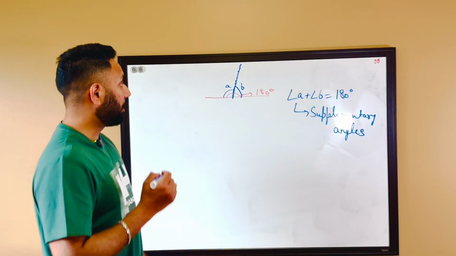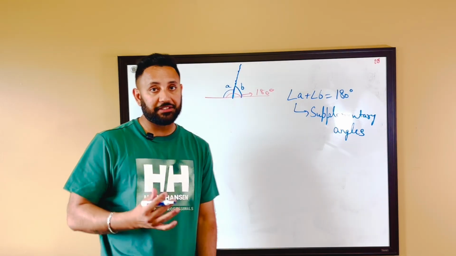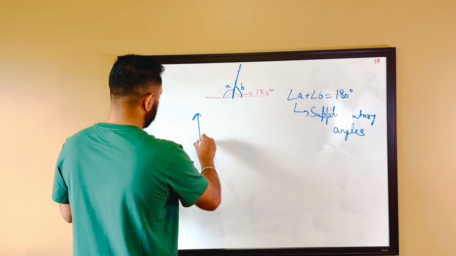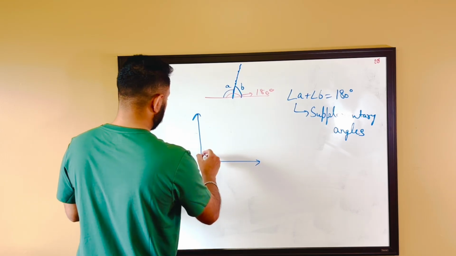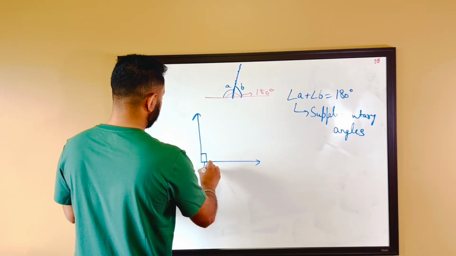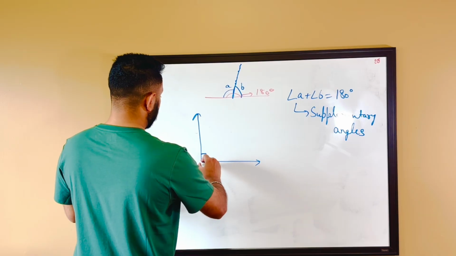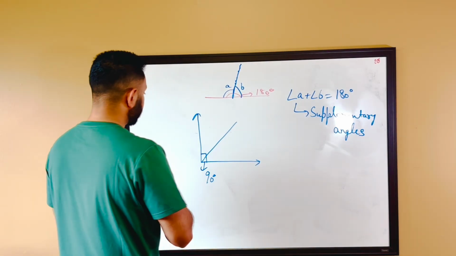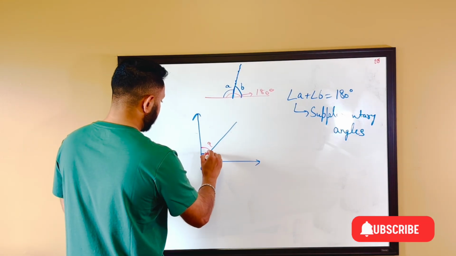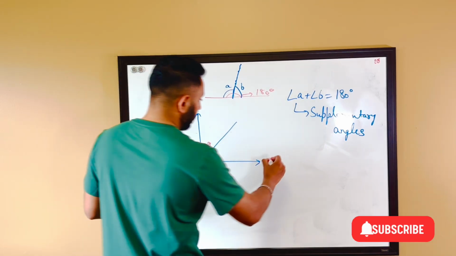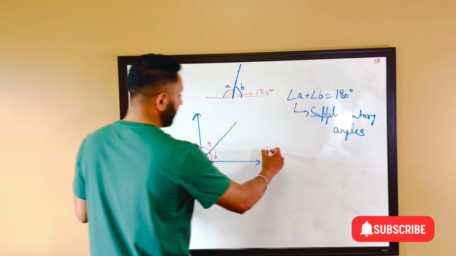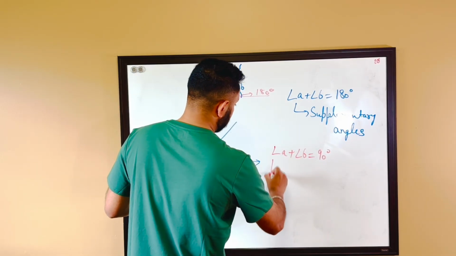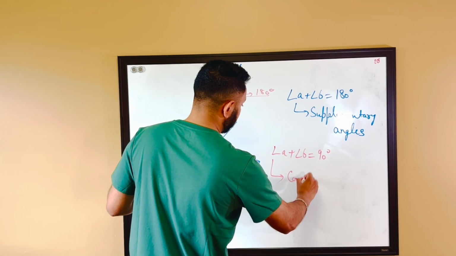And if we talk about complementary angles, complementary means complete each other. So let's say this is 90 degrees, and if we draw a line like this and make two angles, let's say this is A and this is B, and this whole angle is 90 and the sum of A and B is also 90. So this is a complementary angle.